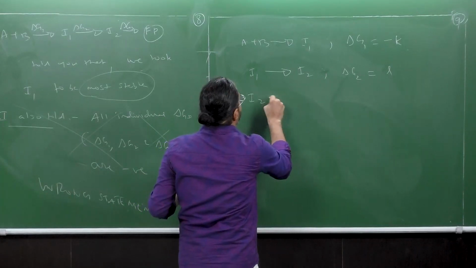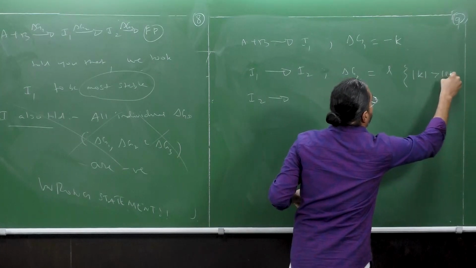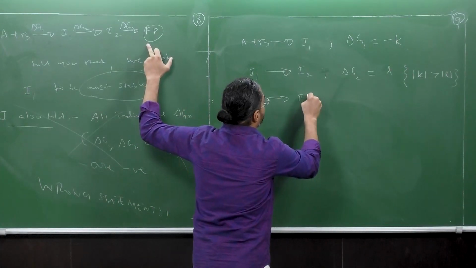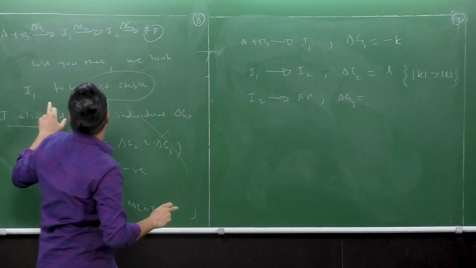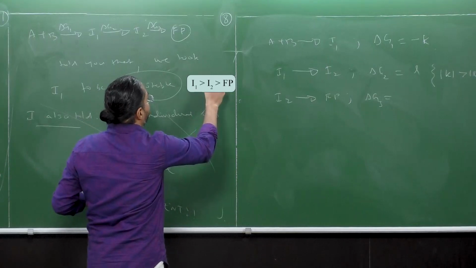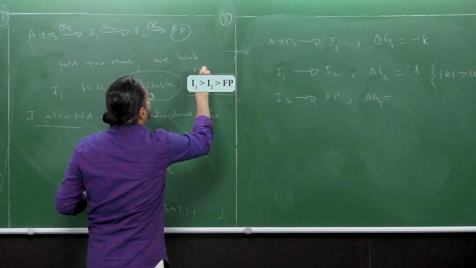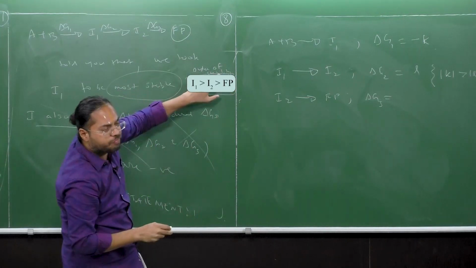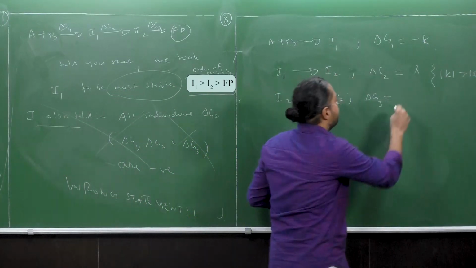Likewise, but notice that your magnitude of K is greater than the magnitude of L. That is the beauty. Okay, right? So then let's say for I2 giving final product, your delta G3, the order that we took was that I1 is the most stable, and in terms of stability order, I1 is more stable than I2, than the final product, right? So what I've written is the order of stability: I1, I2, final product. So therefore, let's say this is M.